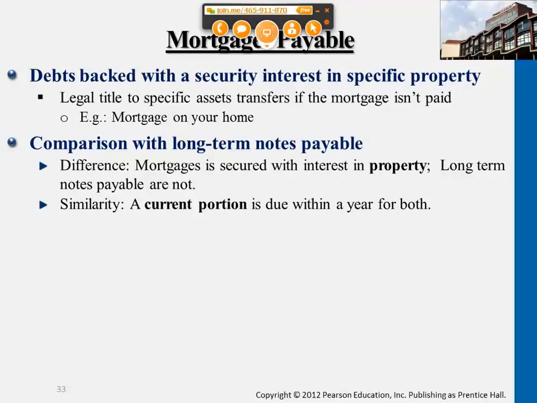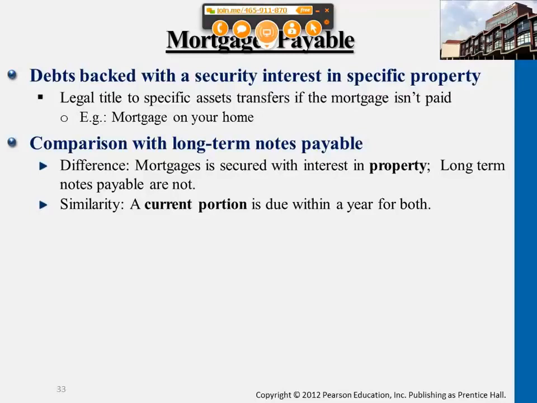Oftentimes they sign a contract on mortgage payable agreeing that if later on for some reason they're not able to pay back the funds on time, usually mortgages are paid every single month, a fixed amount every single month, if for some reason they're not able to pay the money on time, the other party who signed the contract with you has the right to transfer the asset title to them.